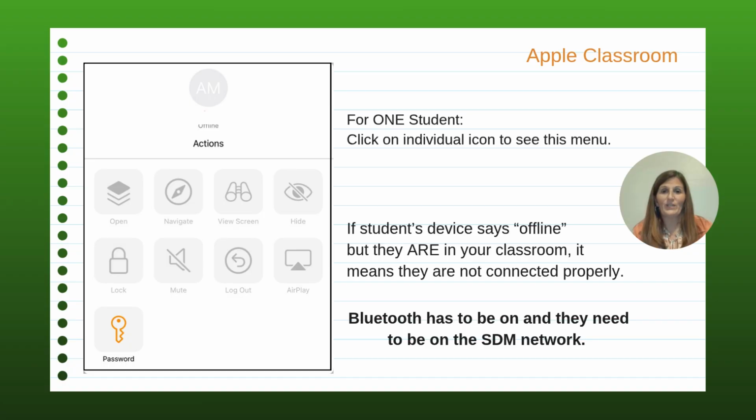For one student, you can click on the individual icon and you'll see the menu that's on the screen. If students' devices say offline, but they are in your class, it means that they are not connecting properly. Check their Bluetooth, make sure it's on, and make sure they are on the SDM network.